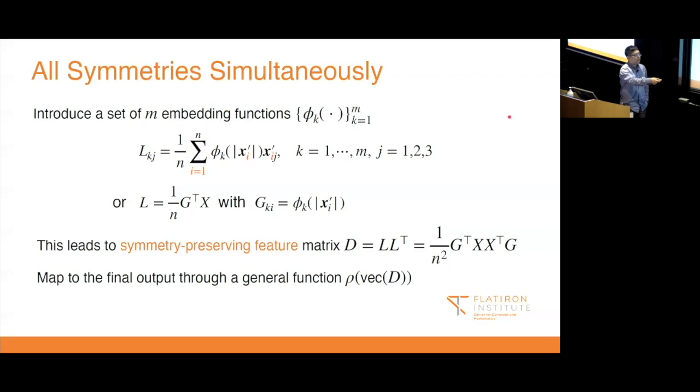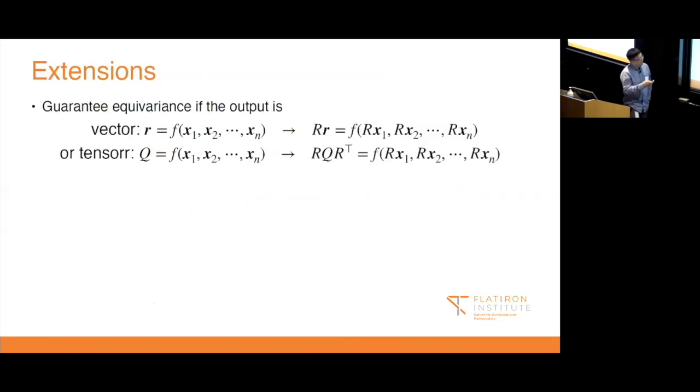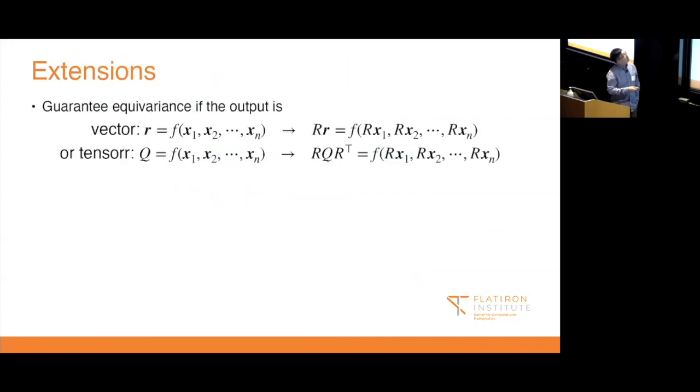And the next step is very simple. You just take D as a vector and put it into another fitting function rho, and the final output will also preserve all the symmetries. And we propose to parameterize F, W, and rho with neural networks. Okay, so this is the way we preserve the symmetries, and there are a lot of extensions in this line.